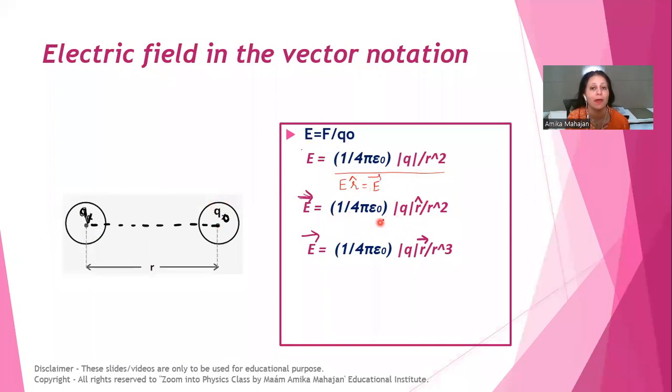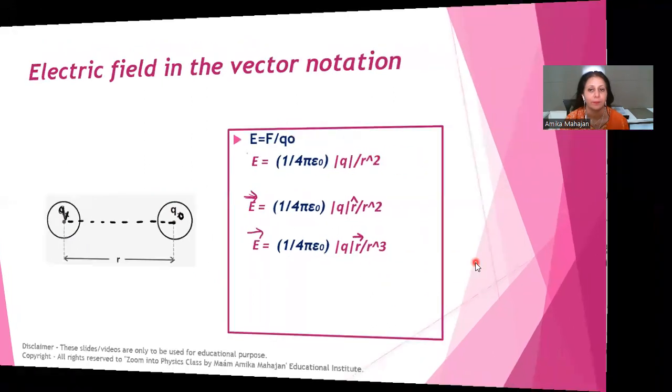So this is the formula in which electric field in vector form is 1 by 4 pi epsilon naught Q magnitude R cap upon R square. But already I have told R cap is R vector upon R magnitude. So if I replace this R cap by R vector by R magnitude, then I get E vector equals 1 by 4 pi epsilon naught Q magnitude R vector upon R cube.